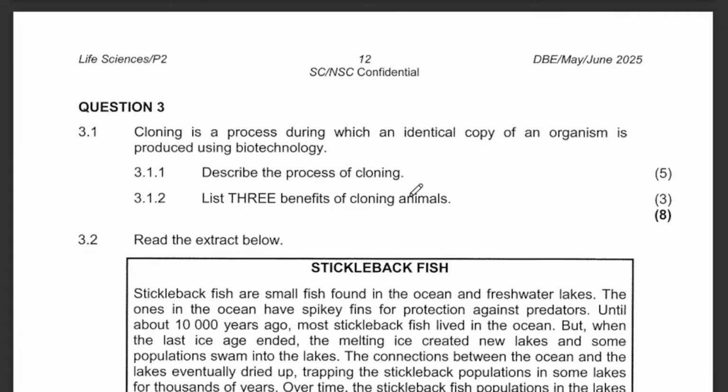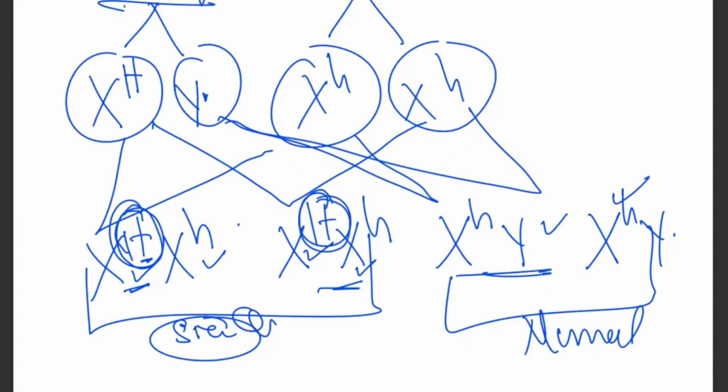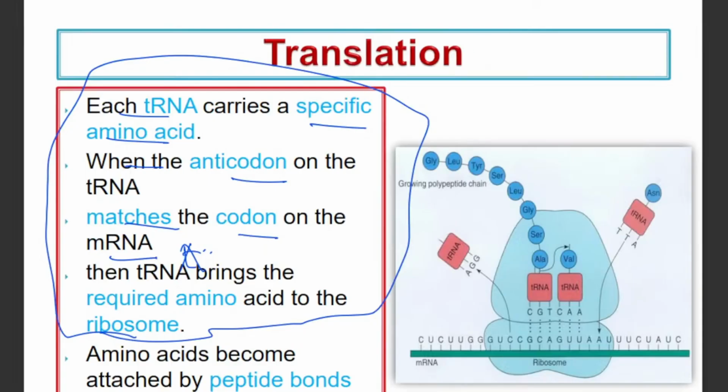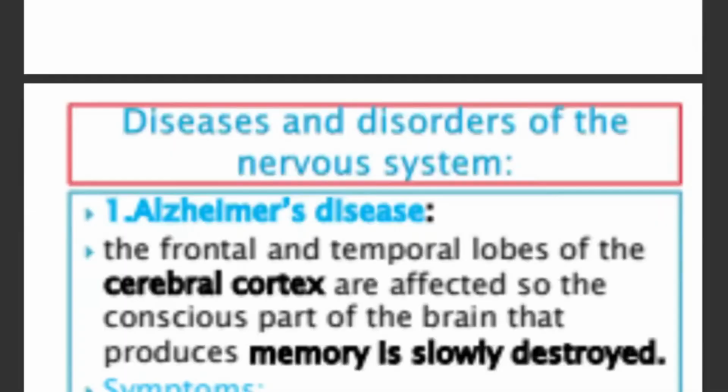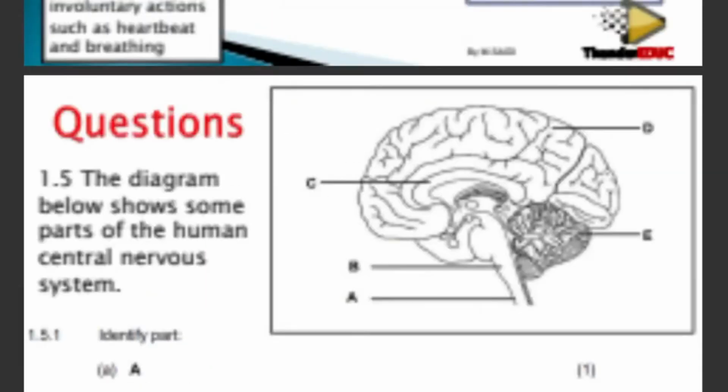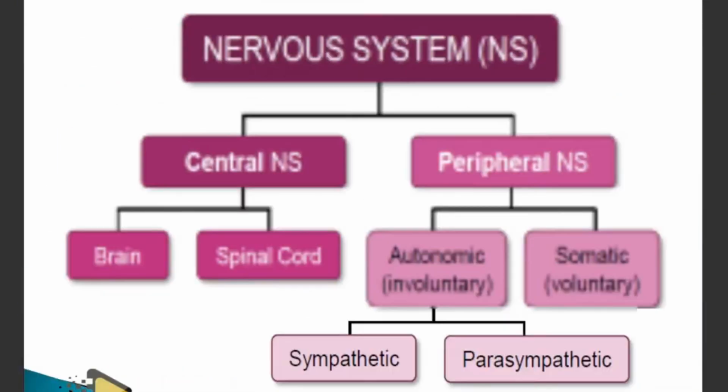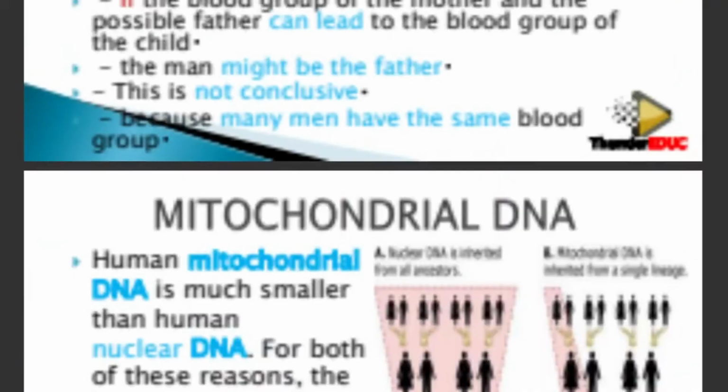All right, they are saying describe the process of cloning. So what do you say when it comes to cloning? We talked about the process of cloning, and let me just use the distinction material book to show you what you are supposed to talk about when it comes to the process of cloning. So we said that we use a sheep, which we call Dolly the sheep, but it's still the same process of cloning.